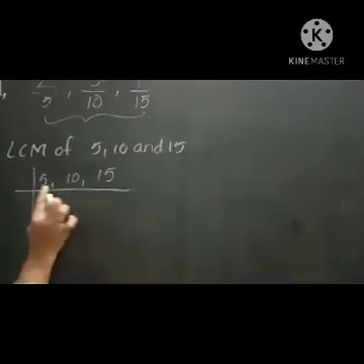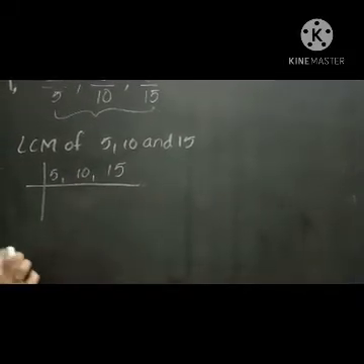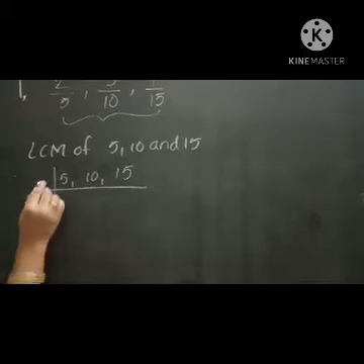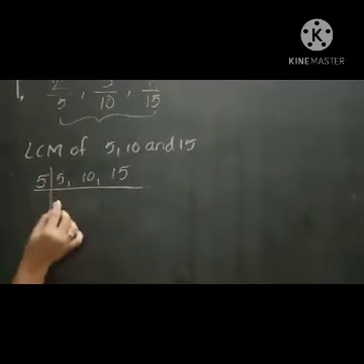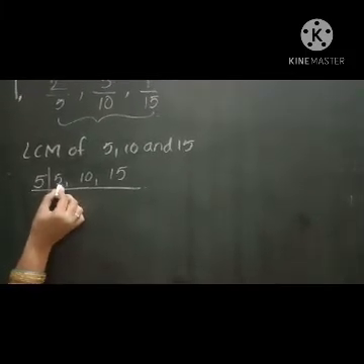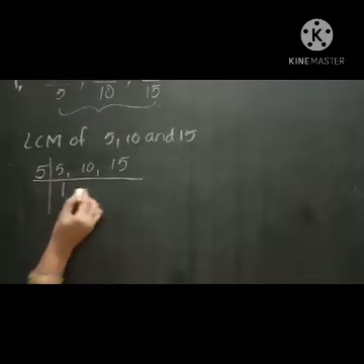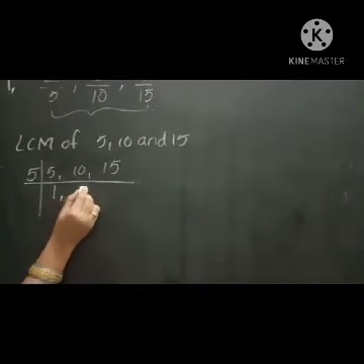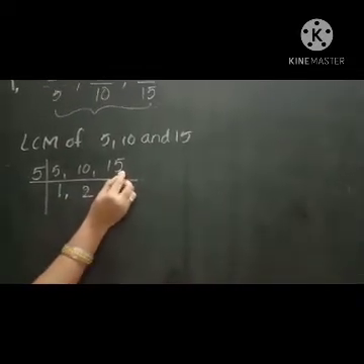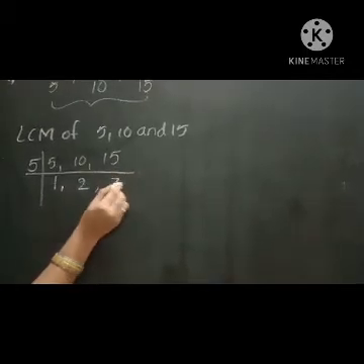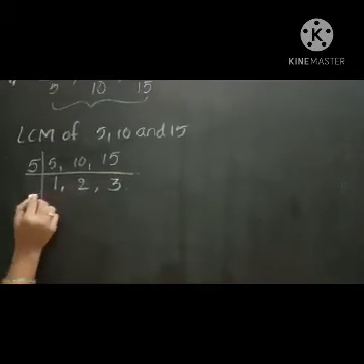5, 10, 15. These three numbers are divisible in which table? Yes, 5 table. Now write here the number 5. In 5 table, 5 is divisible in how many times? 1 time. And 10 is divisible 2 times. And 15 is divisible 3 times. Okay children? This is the last one.